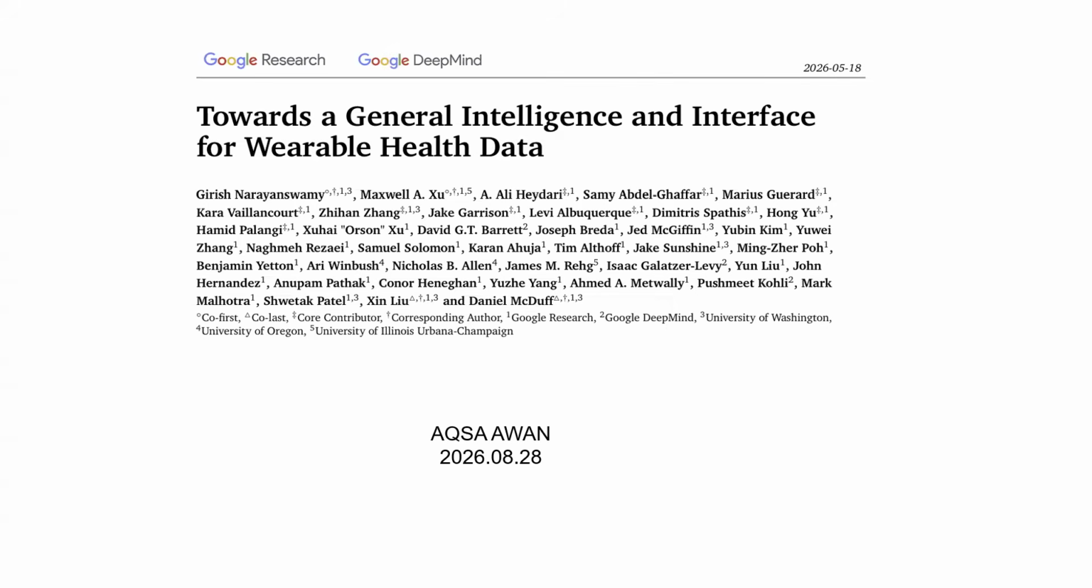So today the paper that I'm going to present is "Towards a General Intelligence and Interface for Wearable Health Data". Let's start by reading the abstract.